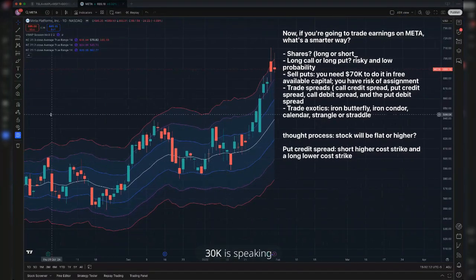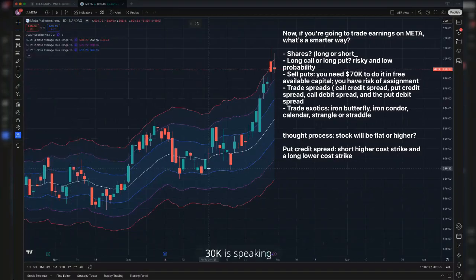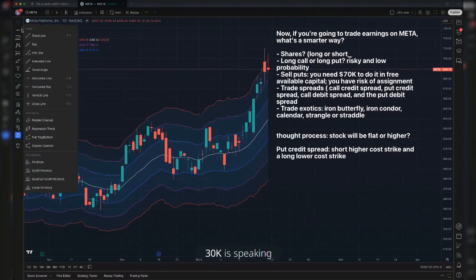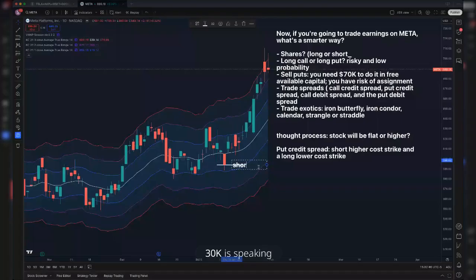I'll do it over here. All right. So if you were going to do a put credit spread, let's say we're doing it on this candle. Sorry, wrong thing. You would do an upper strike, and that would be a short strike. All right, so this is the short, upper strike.